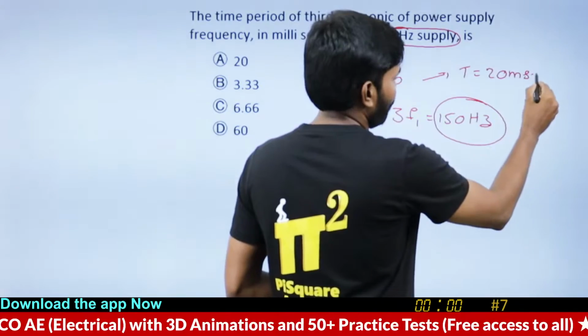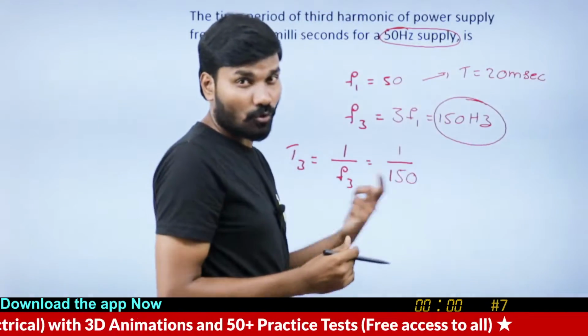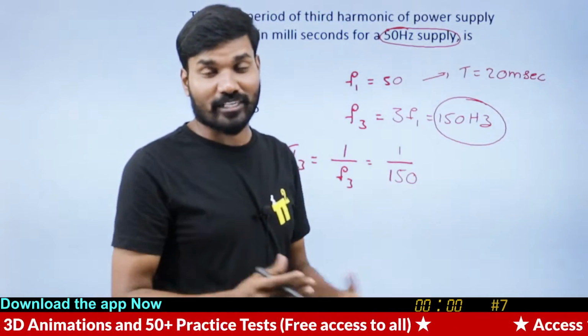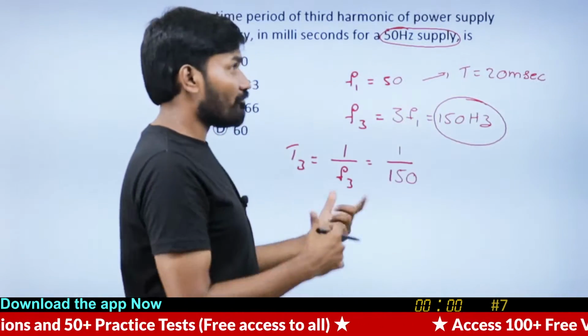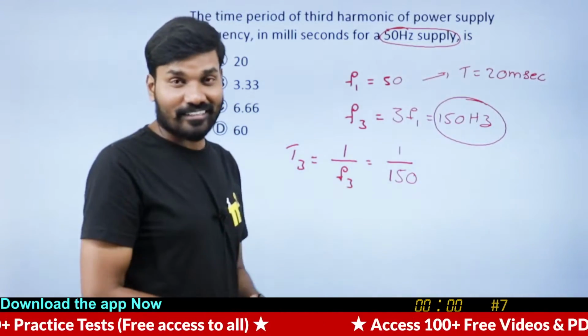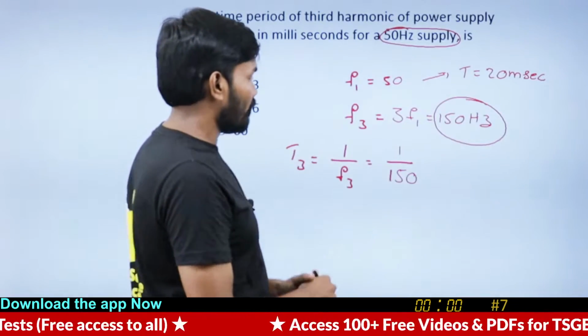20 milliseconds is for 50 hertz. That's pretty much known to us because 50 hertz is quite common in India. And why 50 hertz is used, all the content is there on YouTube also. I think you're already aware of it.